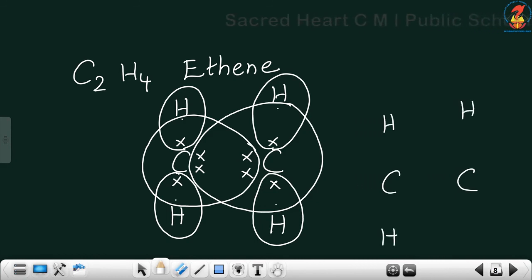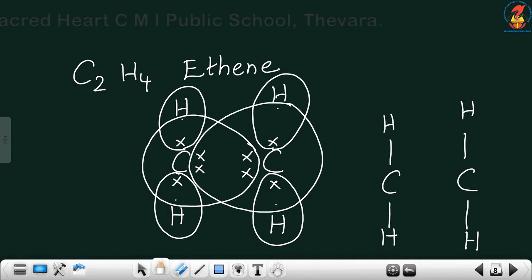What is the nature of the bond between carbons and hydrogen? Everywhere you can see that only one pair of electrons is shared. So all these bonds are single bonds. Now look at the central portion between the 2 carbon atoms. How many electron pairs are shared? 2 electron pairs are shared. So we write it as a double bond. 2 electron pairs or 4 electrons are shared. So this is a double bond.